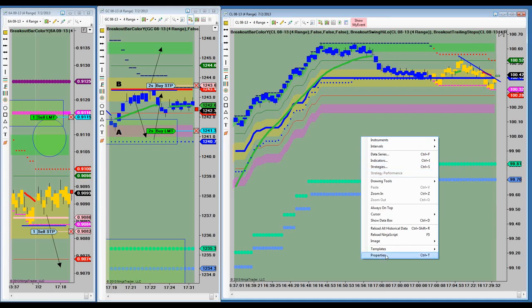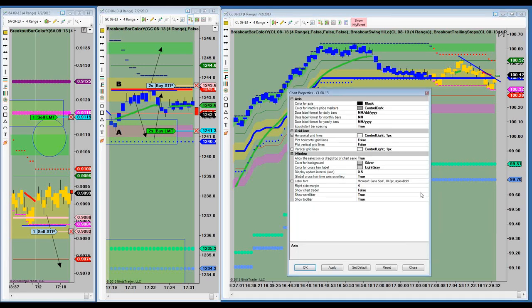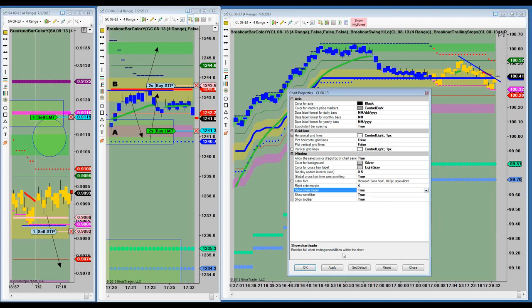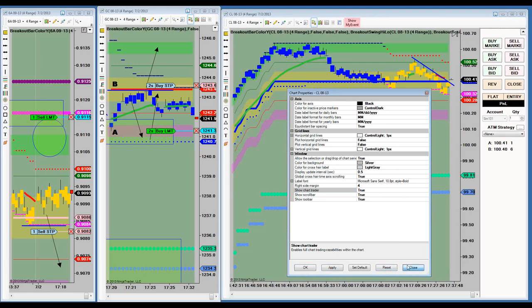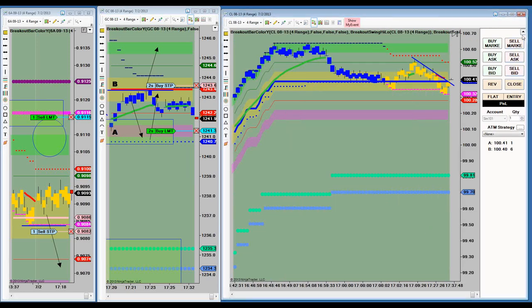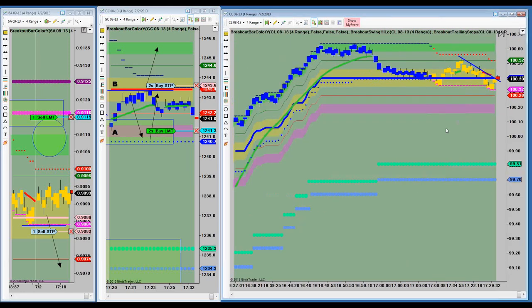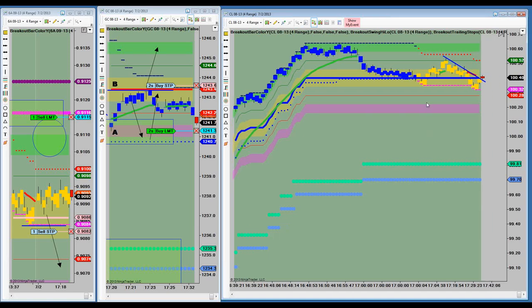Let's give you a couple options to think about as far as crude oil, what to do here. It says show chart trader, true. There we go. One tick spread, a little bit light on the volume. Let's look at a couple of trade options right now.